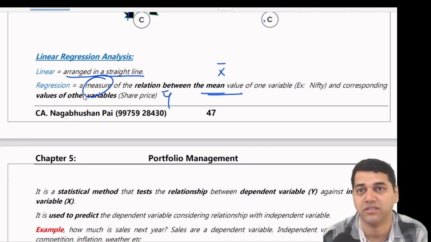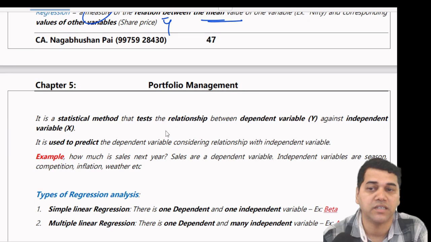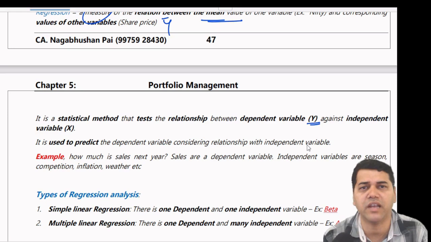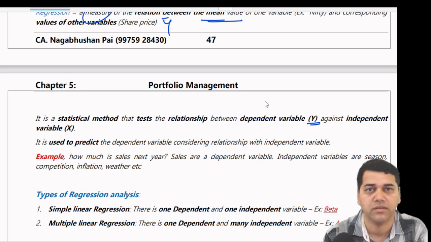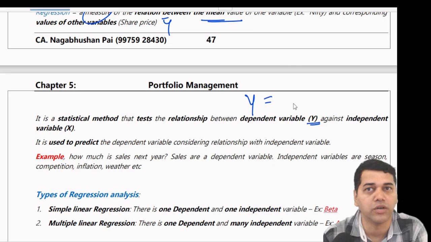It is a statistical method that tests the relationship between the dependent variable, which we can call y, and the independent variable. It is used to predict the dependent variable considering the relationship with the independent variable. So we can apply it everywhere in life. We can say our exam marks depends on my performance. So performance is independent or dependent? Independent.